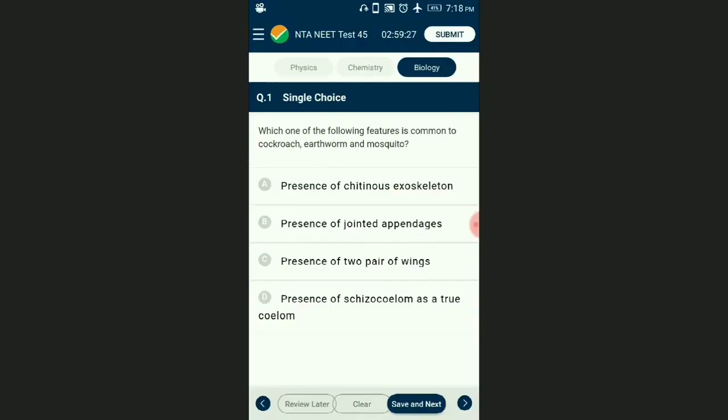Question number 1. Which one of the following features is common to cockroach, earthworm and mosquito? The chitinous exoskeleton, jointed appendages and two pairs of wings are characteristic features of class Insecta of Arthropoda. Examples: cockroach and mosquito. Earthworm belongs to Annelida, in which the true coelom first appeared, called schizocoelom. This type of coelom is present in Arthropoda and Mollusca also. So the answer for this question is option D, presence of schizocoelom as a true coelom.